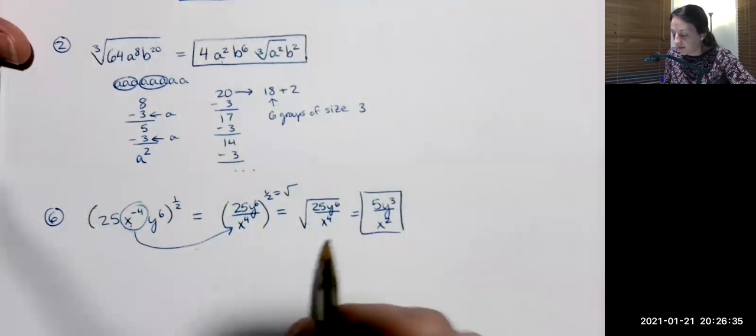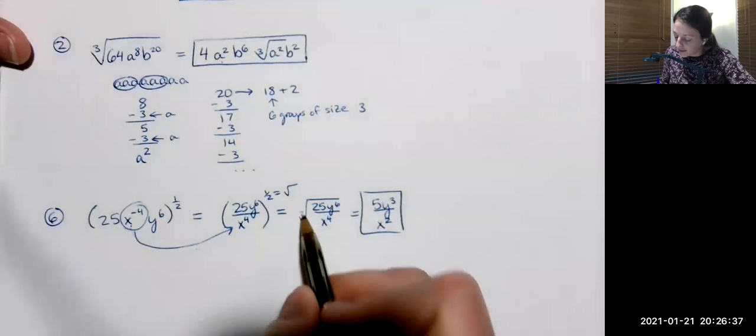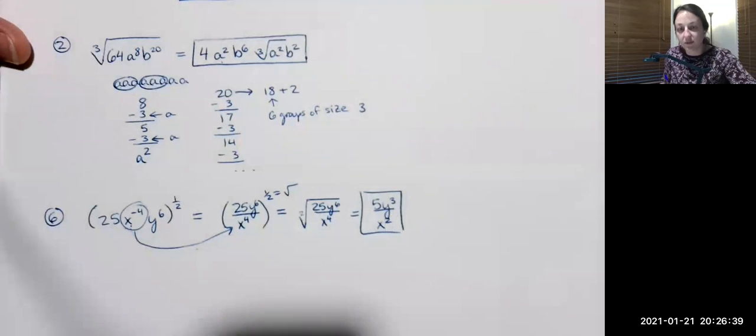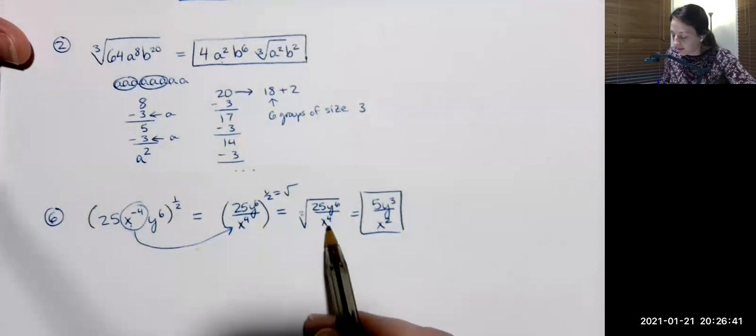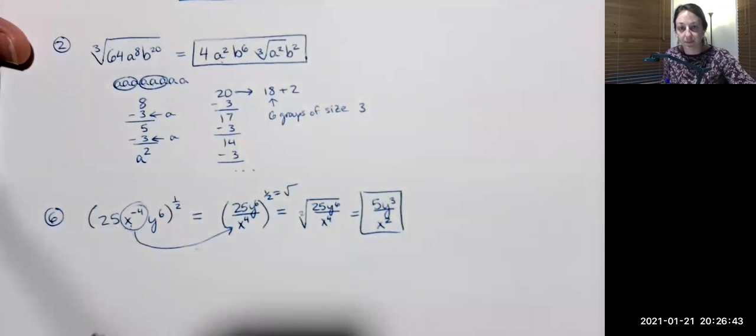Okay, square root of 25 is 5. Groups of size 2, I have 3 groups of size 2. Groups of size 2, I've got 2 groups of size 2. All right, so there's number 6.